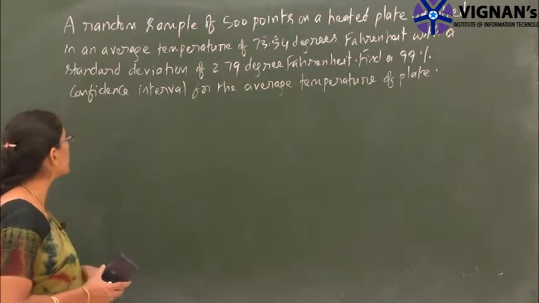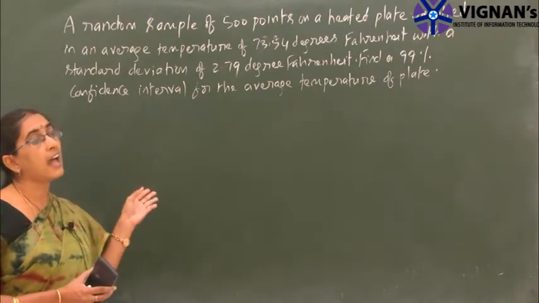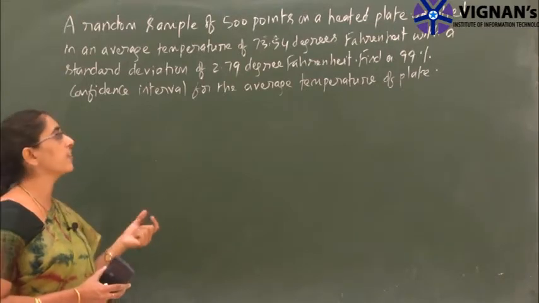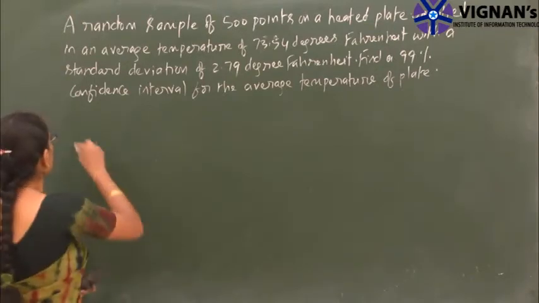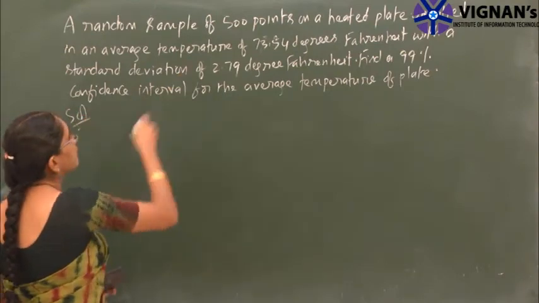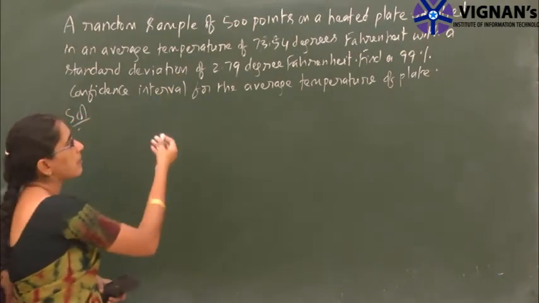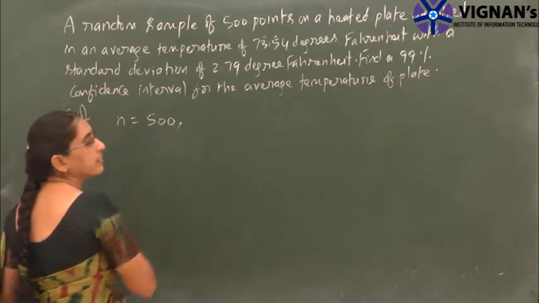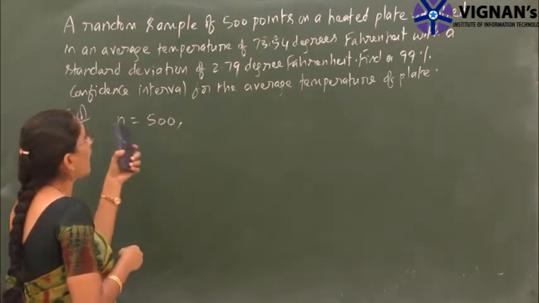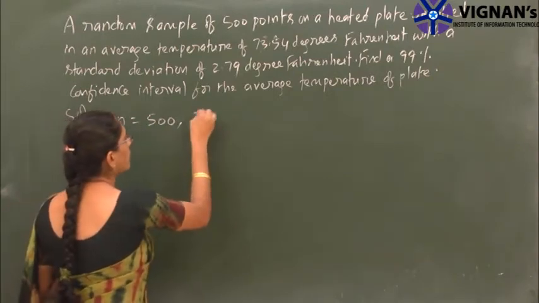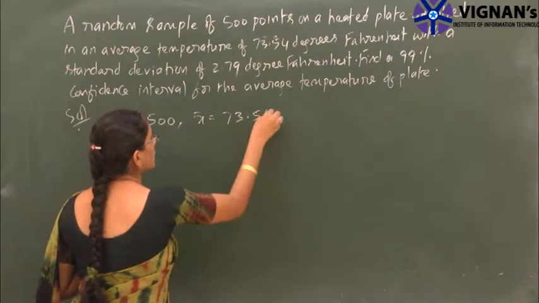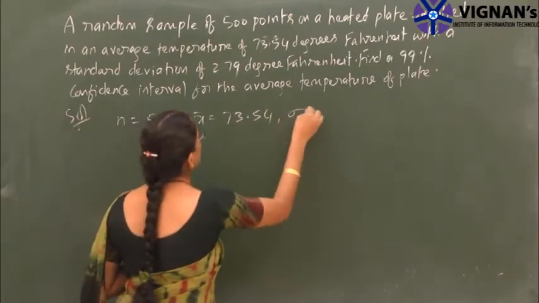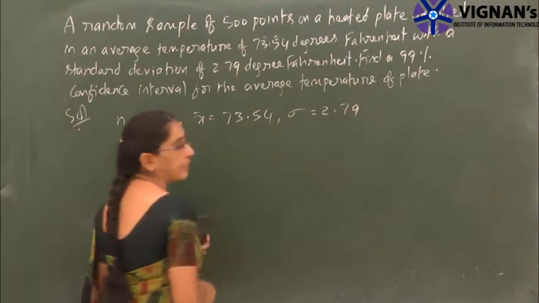Find a 99% confidence interval for the average temperature of the plate. For the average temperature, you have to find the confidence interval for x bar here. So what is the sample size given here? A random sample of 500 points on a heated plate means n equal to 500, right? It resulted in an average temperature of 73.54. So x bar, this sample mean, is 73.54 with a standard deviation of 2.79.